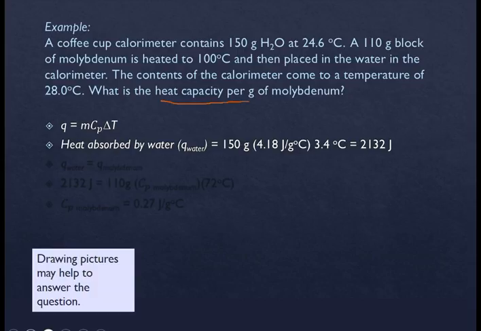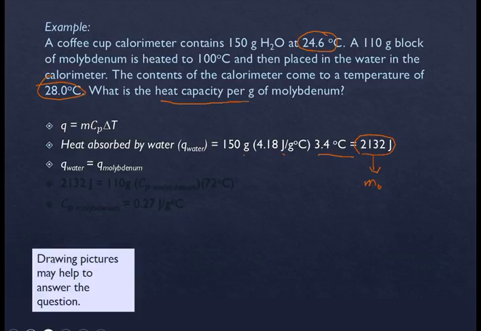And so we know water's temperature change was 3.4 Celsius. That's this value here, 24.6 to 28. And our specific heat for water and the mass gives us this value, 2132 joules. Now the concept of calorimetry tells us that this energy must have come from the molybdenum. So we can go back and calculate the specific heat of molybdenum using this principle.